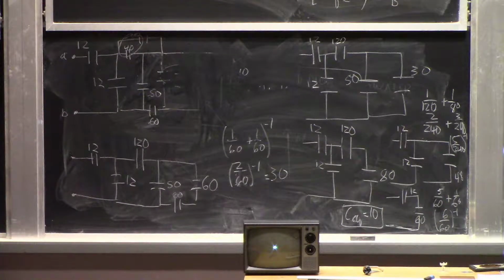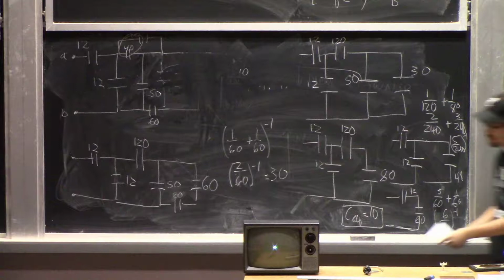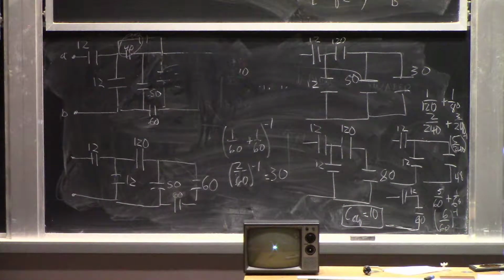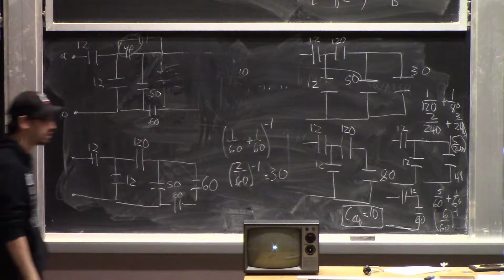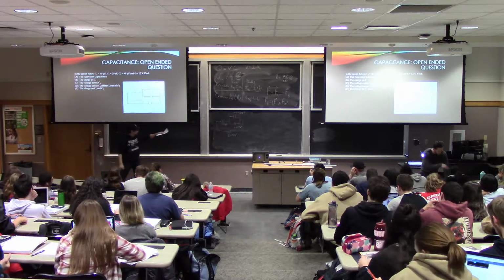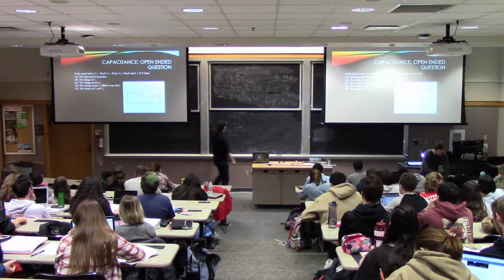So the next one's a little bit simpler, but we want to calculate some different things here. Again, we want to find what the equivalent capacitance is. Now that we did the first one, this should be pretty easy to do. And then once we do that, we can find what the charge and the voltage is on each one of these capacitors.